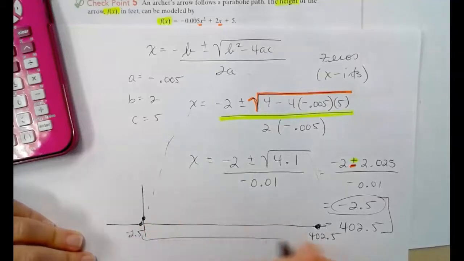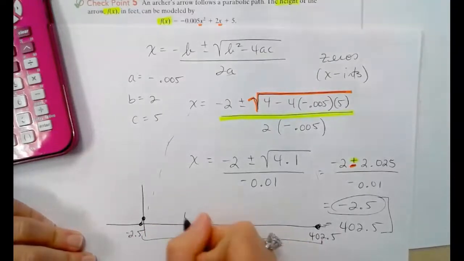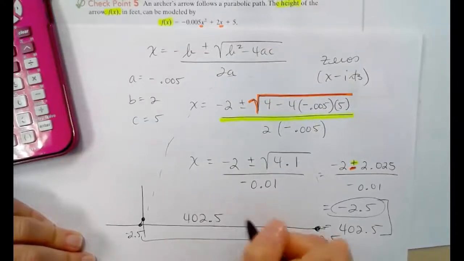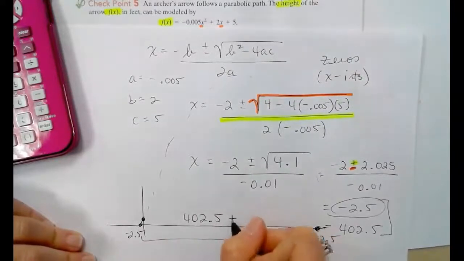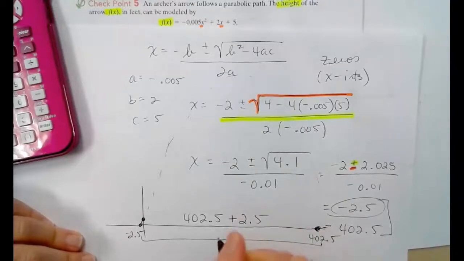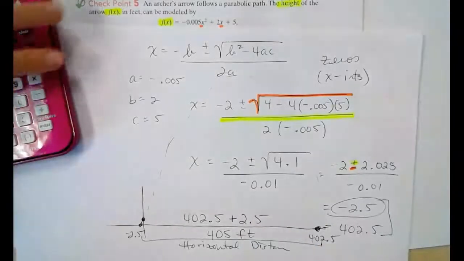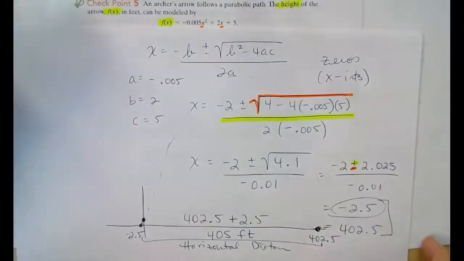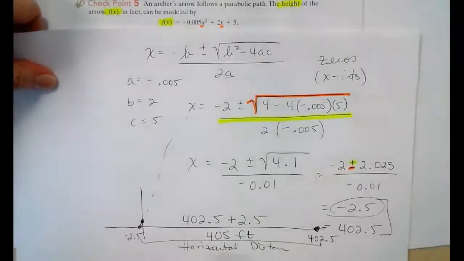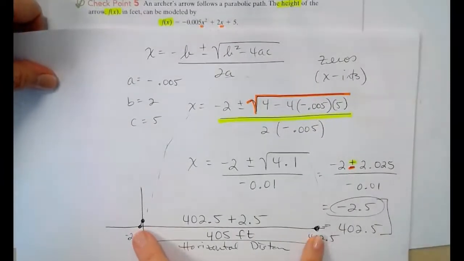if we're thinking distance here, we would say 402.5 minus negative 2.5. That is a total horizontal distance of 402.5 plus 2.5, which is 405 feet. 405 feet for a total horizontal distance in between the two zeros of this graph.